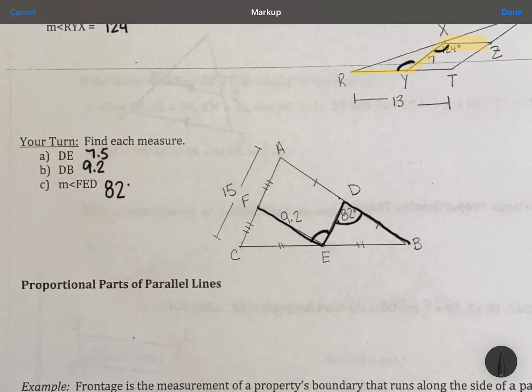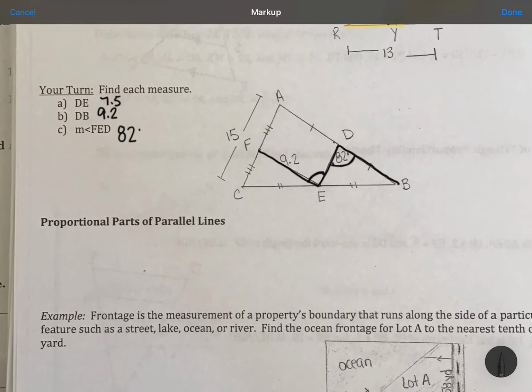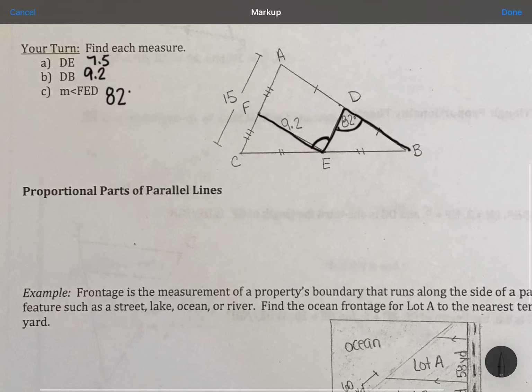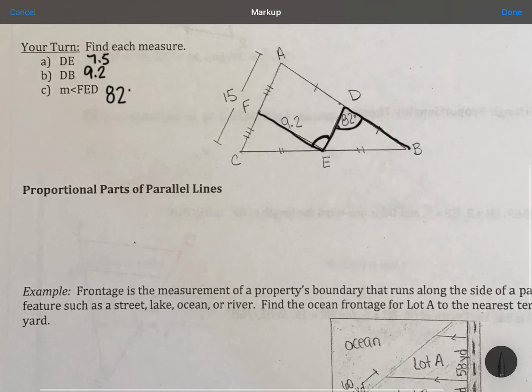So look for the Z's because of parallel lines. We have those Z's. Those are alternate interior angles and they are congruent. And then just know that half of the length of that opposite parallel side gives you your mid-segment length.